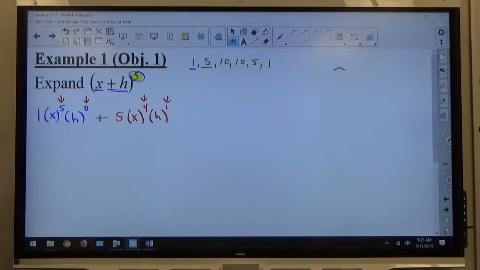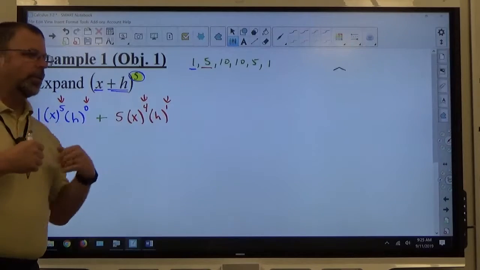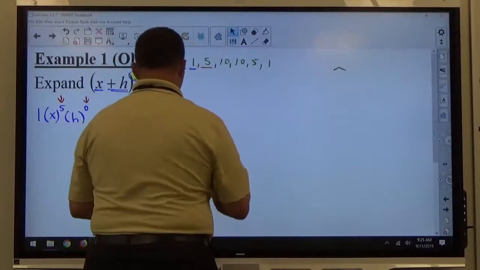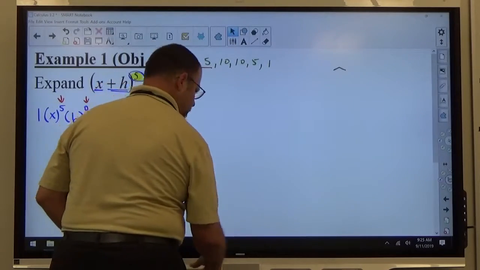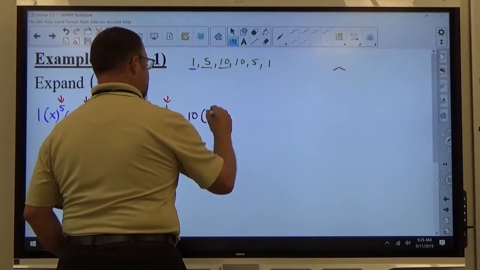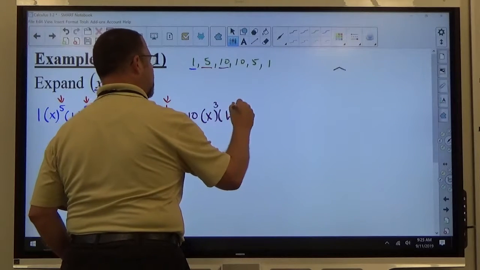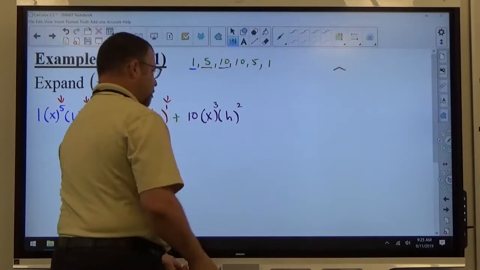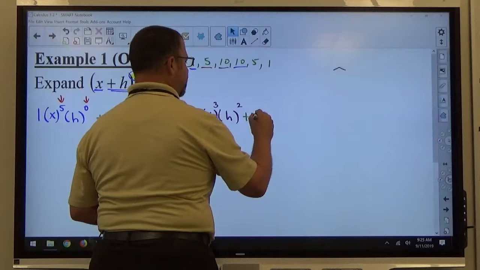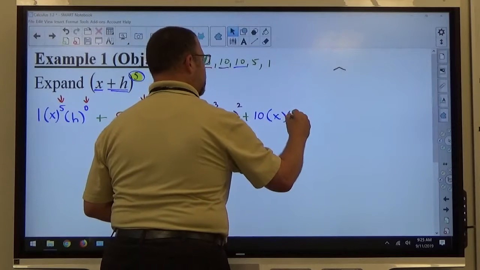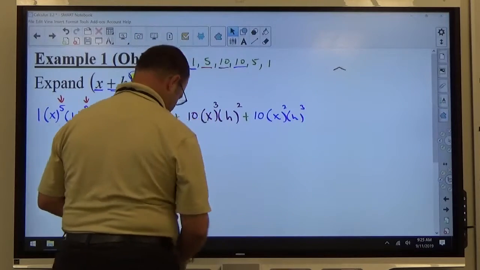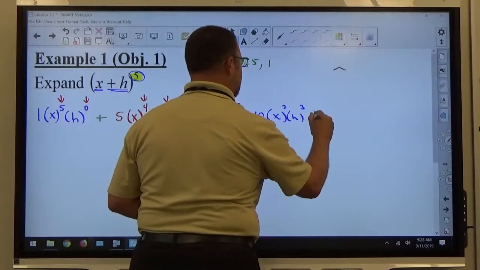So it's just a matter of continuing to decrease the x power and increase the h power as we change the Pascal number. So our third term, we're going to go with Pascal number 10, and then x and h are going to be raised to the 3rd and 2nd power. Then we put a plus sign. Go with the next Pascal number of 10. There's x and h. We're going to reduce x to 2, and increase h to 3. Then we put a plus sign.